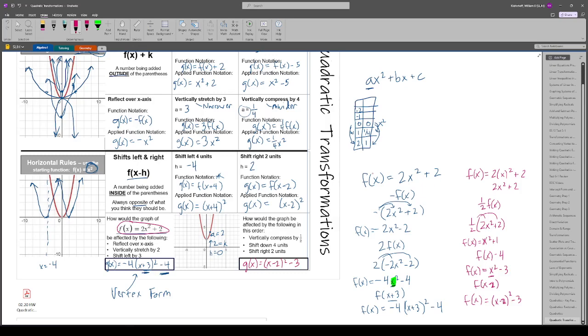So this graph is a bit wider than that one because it started with an a value of 2 and ended with an a value of 1. And it is shifted down and to the right. So it's going to be down 4 units. Well, it's compressed first, then it goes down 4. So we end up at minus 3, 1, 2, 3, and right 2. So this is our new vertex.